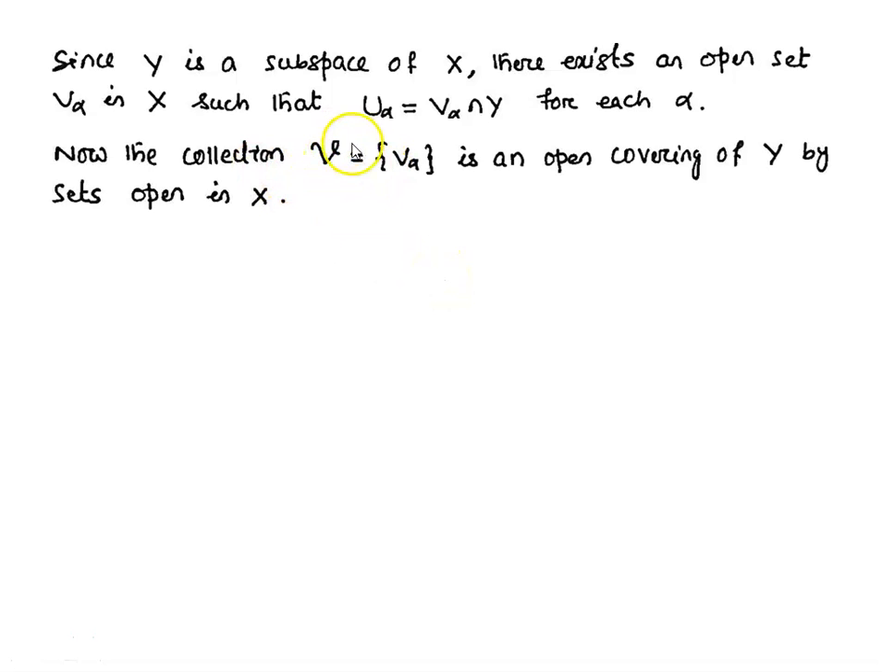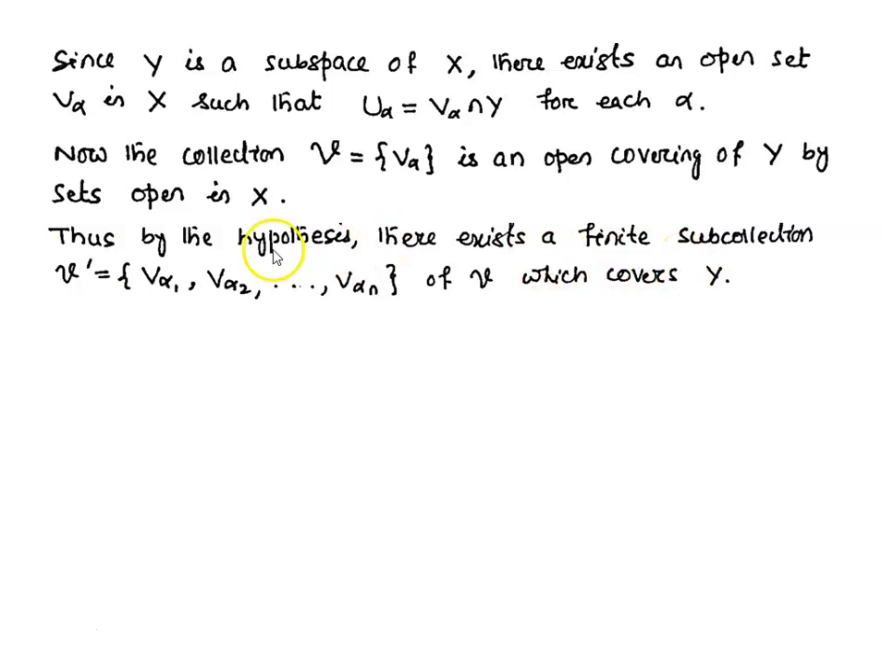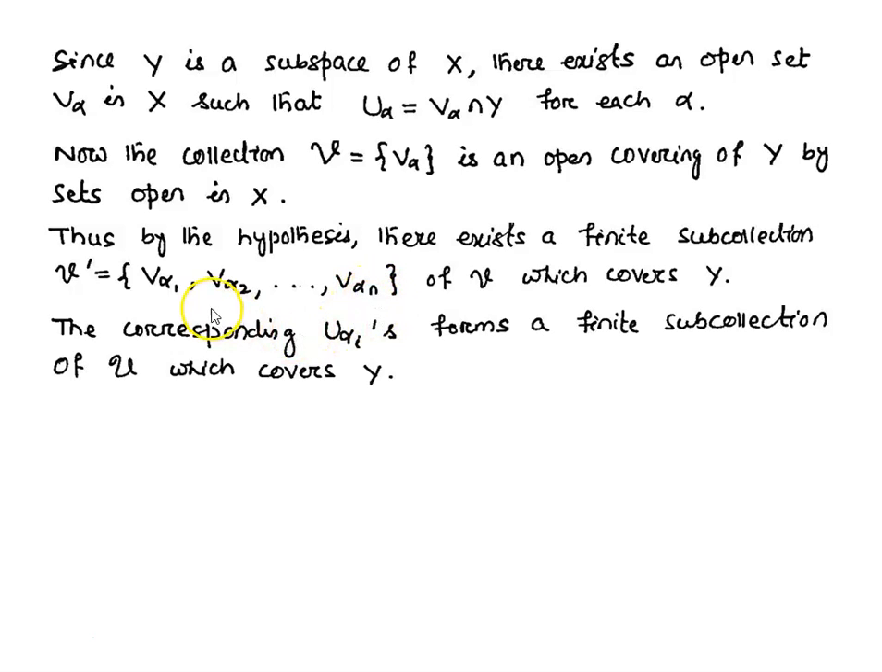Now, the collection V containing all those V alphas is an open covering of Y by sets open in X, because all these V alphas are open in X. So by the hypothesis, there exists a finite subcollection V dash of this V which covers Y. So we have n elements, V alpha 1, V alpha 2, up to V alpha n, which cover Y.